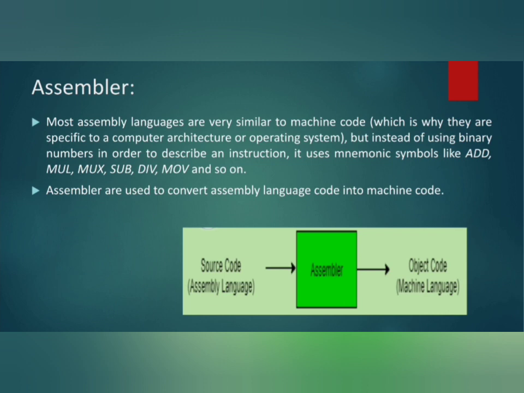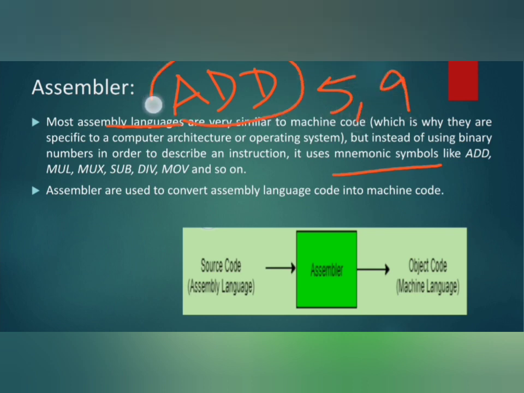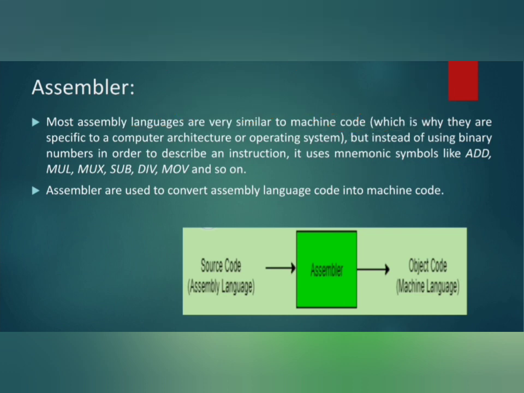So in order to describe an instruction, it uses mnemonic symbols. That means assembly language uses mnemonic symbols. For example, add 5, 9. So here, add is basically alphabets, and 5 9 are numbers. So these are mnemonic codes, which consist of numbers as well as letters. So they use mnemonic codes like add, mul, sub, div, move, and so on. So these are some mnemonic codes.